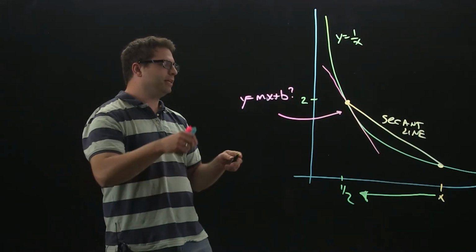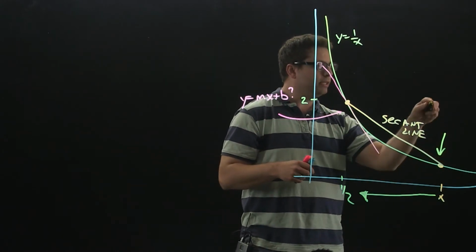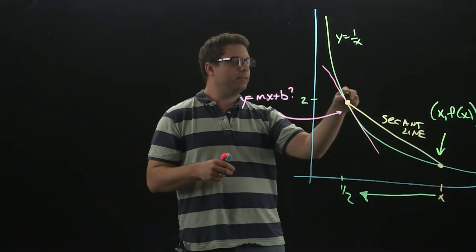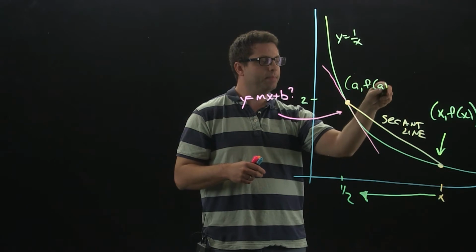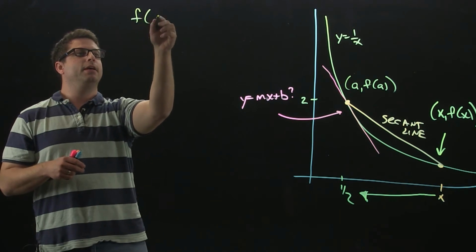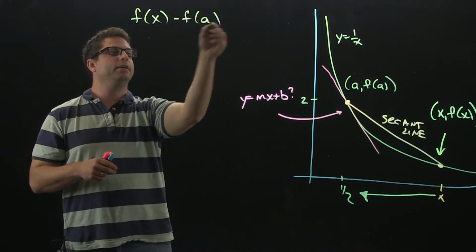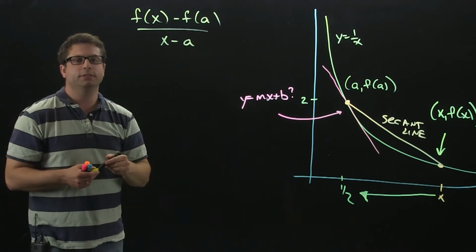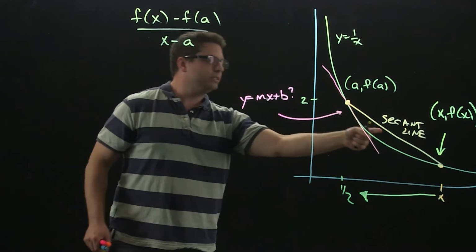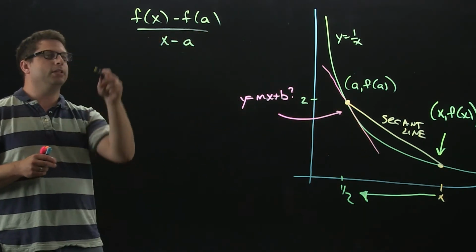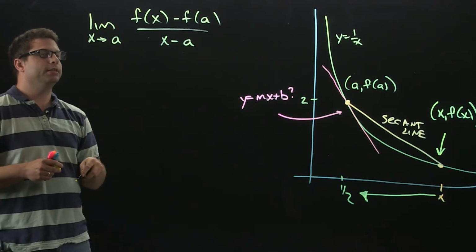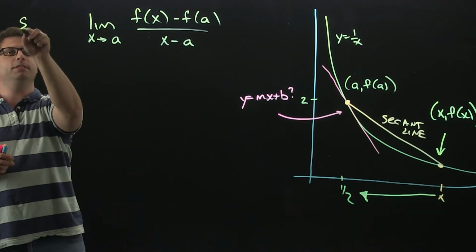Okay, so what was happening in that video was that I had 2 points. We had the point here, x, f of x, and then the point up here, a, f of a. And the slope of that line is then going to be f of x minus f of a over x minus a. So that's the slope of the secant line. You then saw as x approached 1/2, those secant lines converged with the tangent line, and that would be the same thing as taking the limit as x approaches a. Okay, so this would be the slope of the tangent.